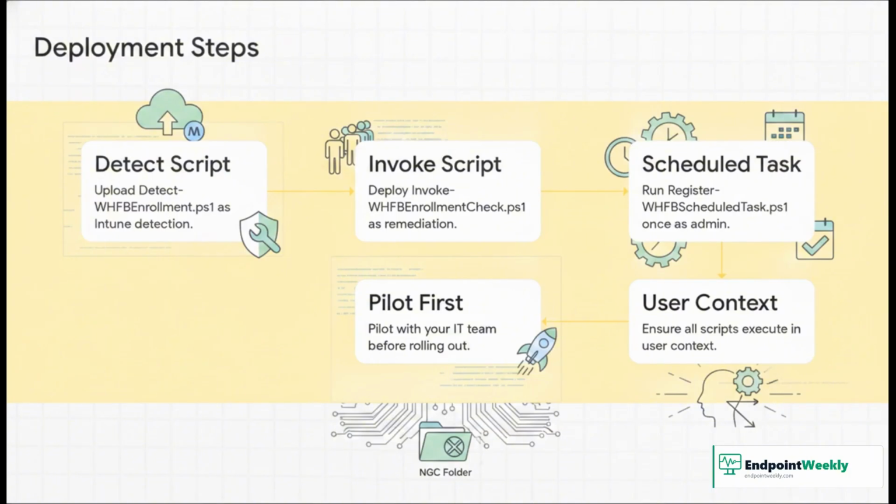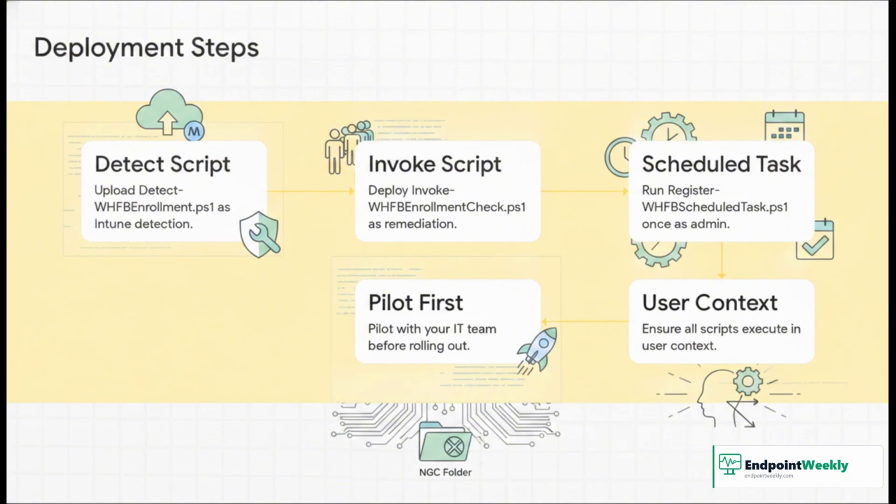Step 1, upload your detection script into Intune. Step 2, attach the invoke script as your remediation. Step 3, run the task registration script once as an admin. Step 4, triple check that everything is running in the user context. And Step 5, for sure, always pilot with your IT team first before a full rollout.